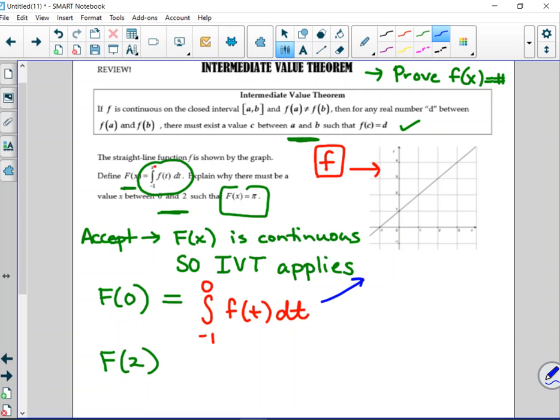So we'll need to think about, we want the area under little f of t graph from x equals -1 to x equals 0. Go ahead and calculate that, and then calculate the value of big F of 2. While you're doing that, I am going to make sure I've got attendance recorded.